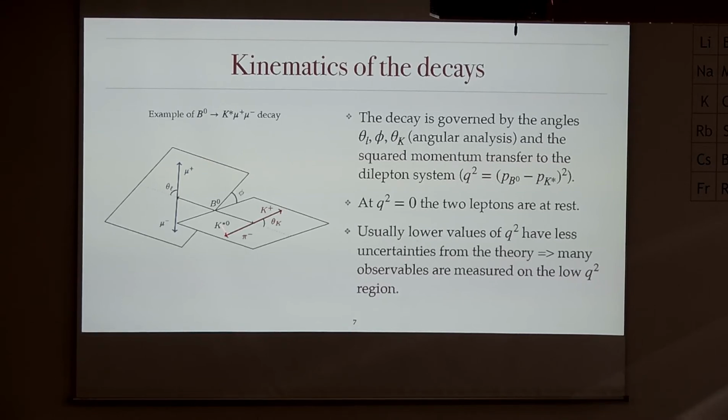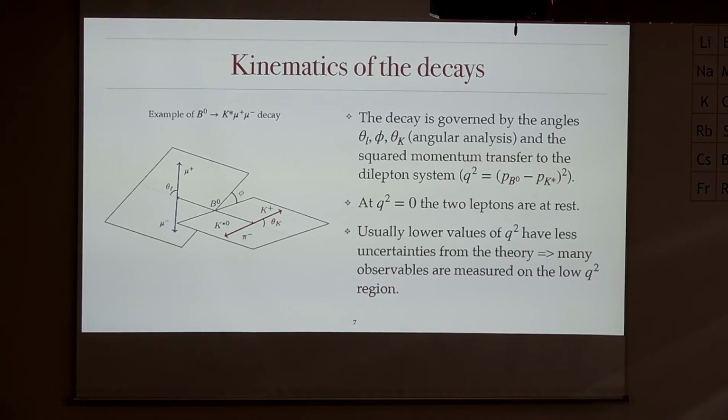With this information, you are able to describe everything, and these are the angles that I'm referring to when I say angular analysis or angular observables. They have to do with how these angles are measured experimentally. And there's also one important quantity, which is the transferred momentum to the dimuon, to the dilepton system, and this is called q squared.